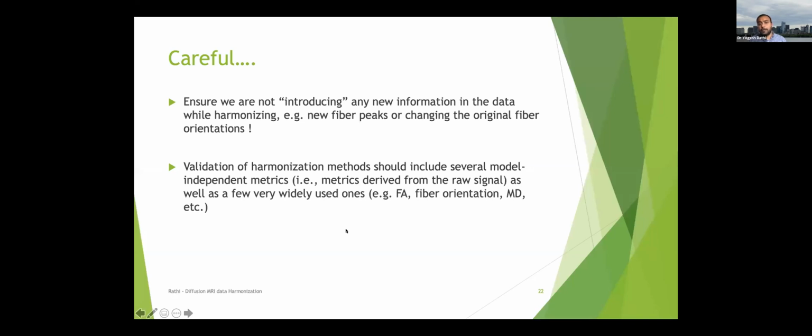Validation should be done on not just one metric, but a whole bunch of model independent metrics. That is very important because, again, as I said, models are models, and it is better to have model independent metrics to test your algorithm, like generalized fractional anisotropy, orientations, etc. Although FA and mean diffusivity are model-based ones, they are some of the basic ones I would test, but also other model independent ones.